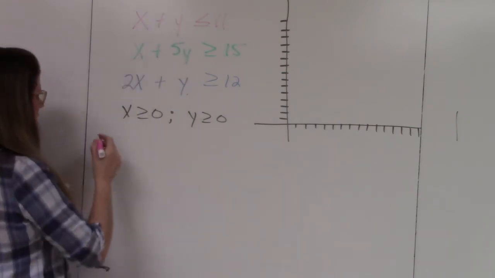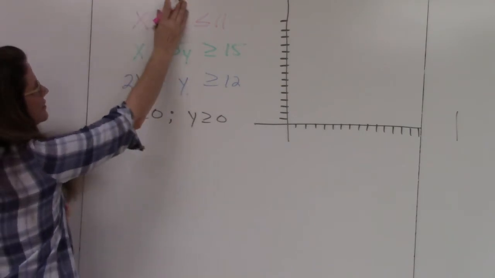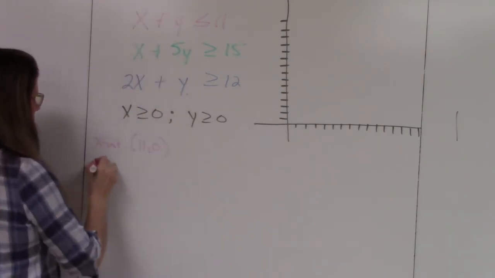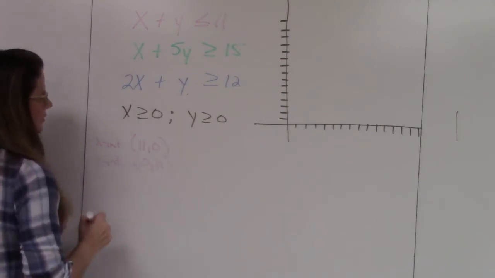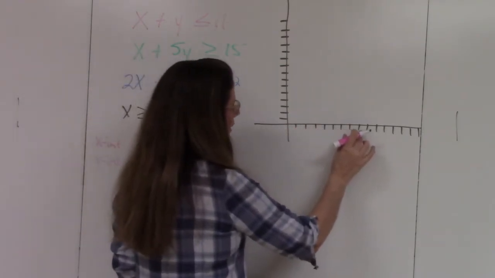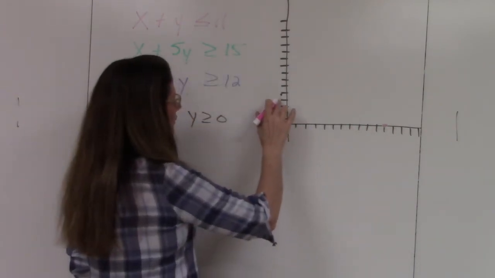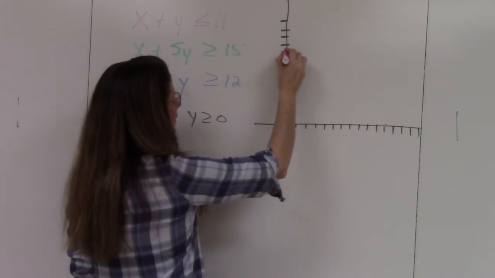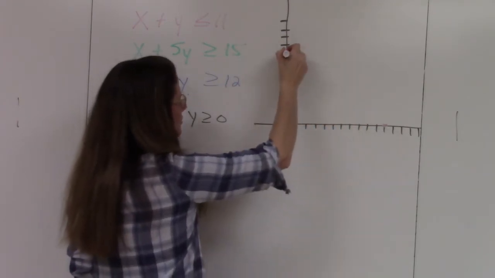So for the pink one, that's easy. The x-intercept is 11. The y-intercept is also 11. Okay, so I'm going to come over here. 1, 2, 3, 4, 5, 6, 7, 8, 9, 10, 11. It's my x-intercept. 2, 3, 4, 5, 6, 7, 8, 9, 10, 11. There's my y-intercept. Here is my line.